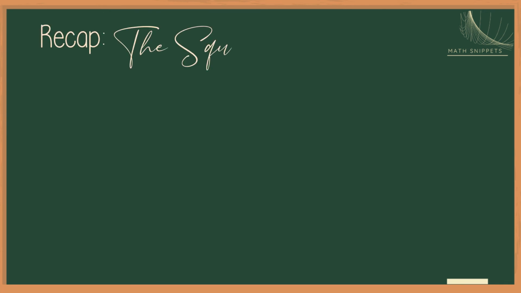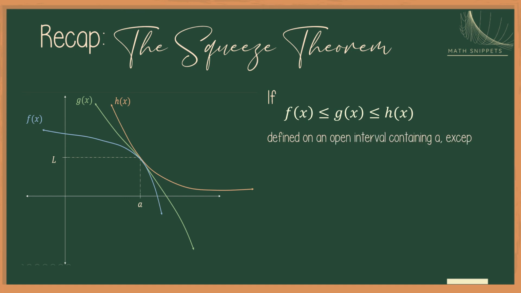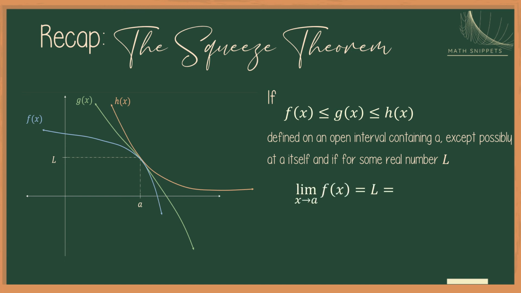As a recap, we have the Squeeze theorem, which says that if we have three functions f, g, and h, where g is sandwiched between f and h, and these functions are defined at an open interval containing a, except maybe possibly at a, and suppose that we have a number L such that the limit of f as x approaches a is equal to L, the same with the limit of h as x approaches a is also equal to L, then the limit of g as x approaches a must also be equal to L.